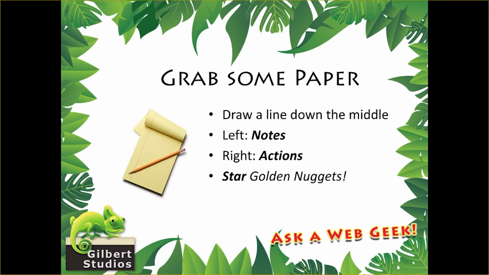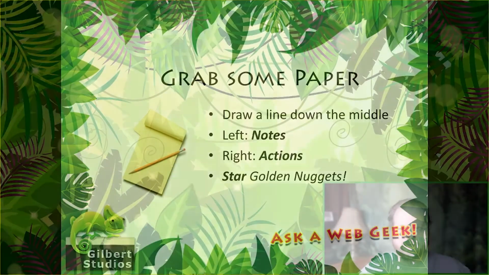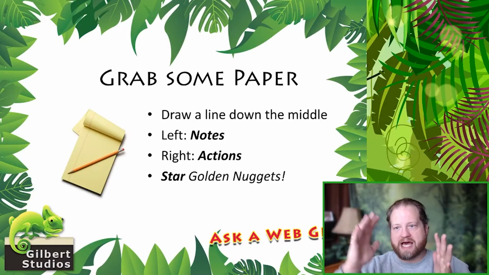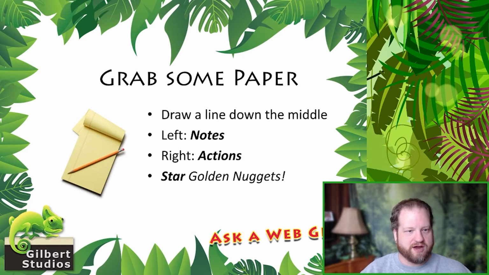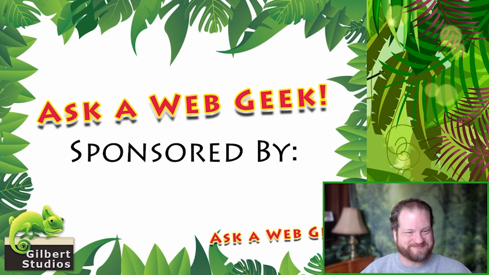I recommend you grab some paper, draw a line right down the middle, label the left side notes and the right side actions, and that gives you a place to take kind of your stream of consciousness notes down the one side, and then on the other side, those specific action points that you want to make sure that you're getting to and that you're highlighting for yourself. Make sure to star those golden nuggets too.